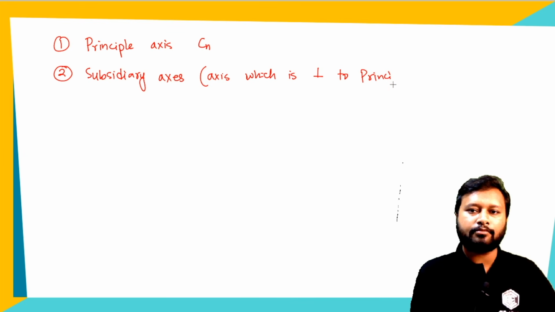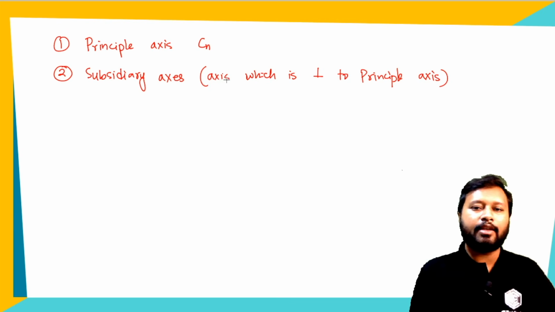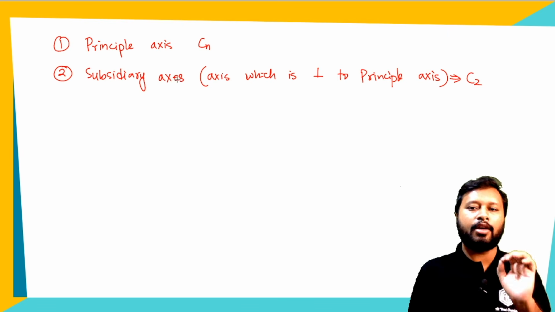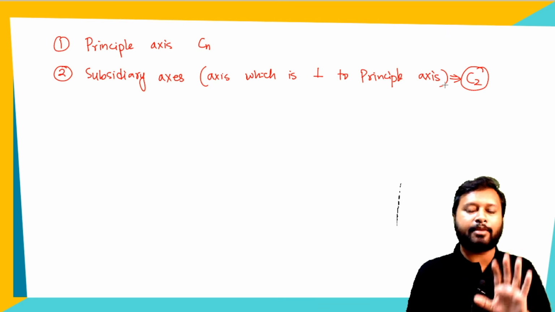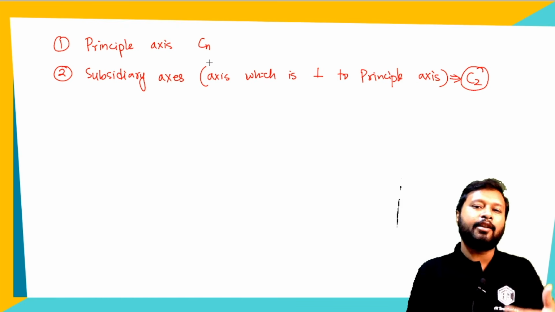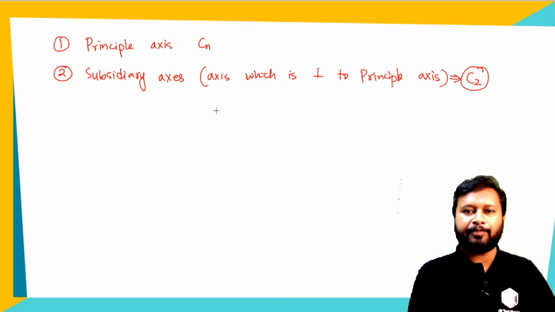All right. So if an axis is perpendicular to the principal axis, in that case it is called a subsidiary axis. And the subsidiary axis you have to look for is just the C2 subsidiary axis. No other subsidiary axis you have to look for. So you need a Cn principal axis, and you need to look for a subsidiary axis which should be C2, and this subsidiary axis will be perpendicular to the principal axis.